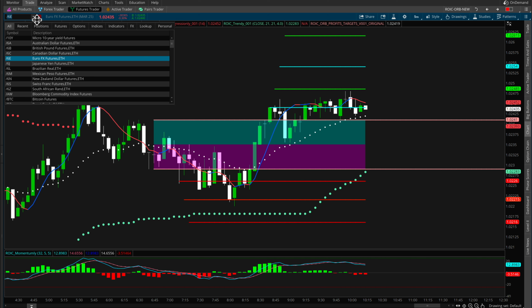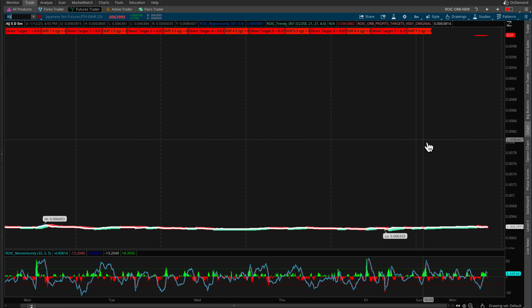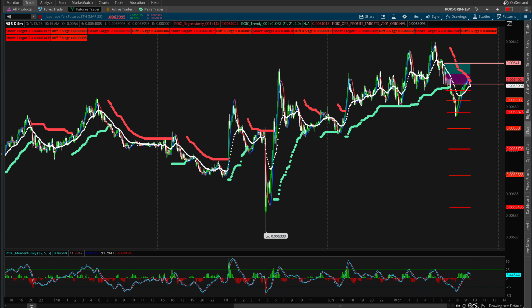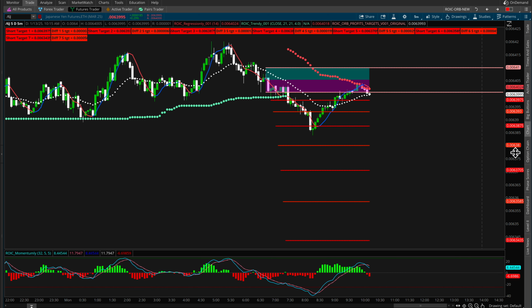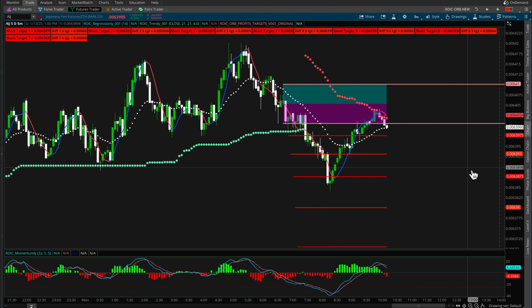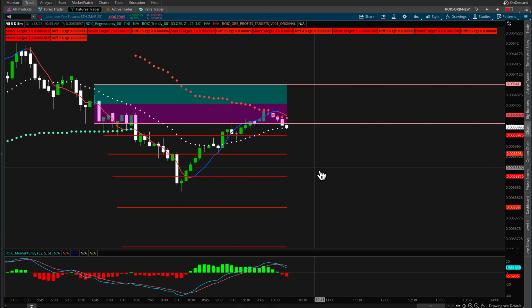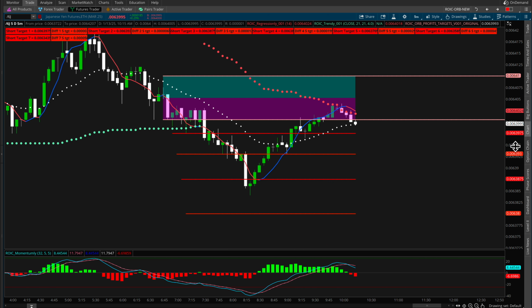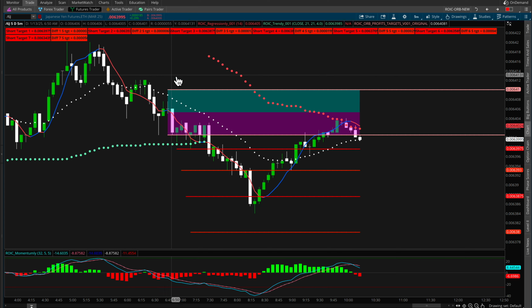Okay, now let's look at the Japanese yen. Let's see what we have here. Now this is another one. Check this out. This has been bearish the whole time. As you can see, we're in consolidation. You don't want to trade this, right? Now, yeah, you could have taken this trade, and you still would have had a success because it hit your first take profit.